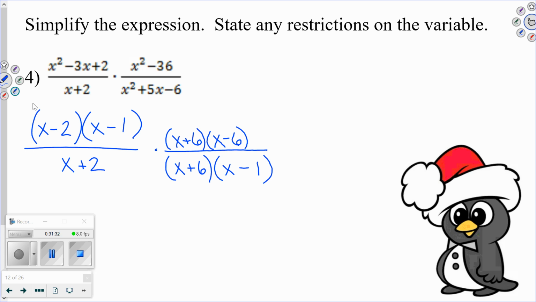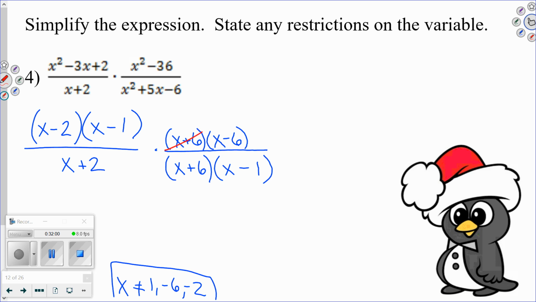What's step 2? Restrictions. X cannot equal 1, negative 6, and negative 2. Good. All your denominators, right? Negative 2, negative 6, and 1. Order doesn't matter. Just again, all your denominators, you're setting them equal to 0 and solving for your restrictions. And then, fun part. Anything cancel?